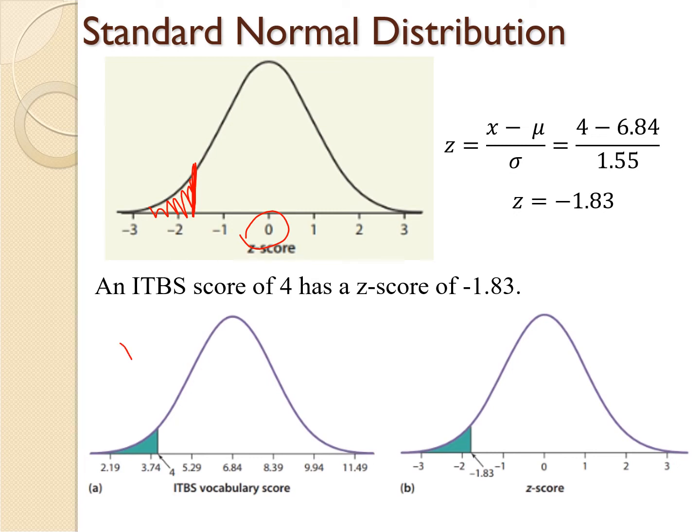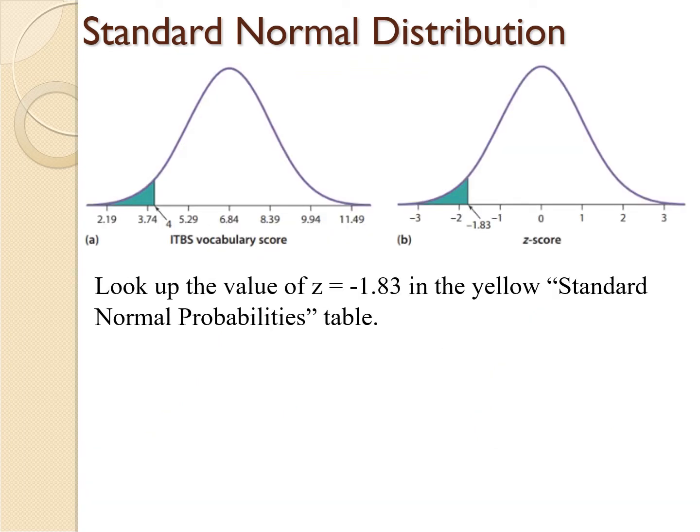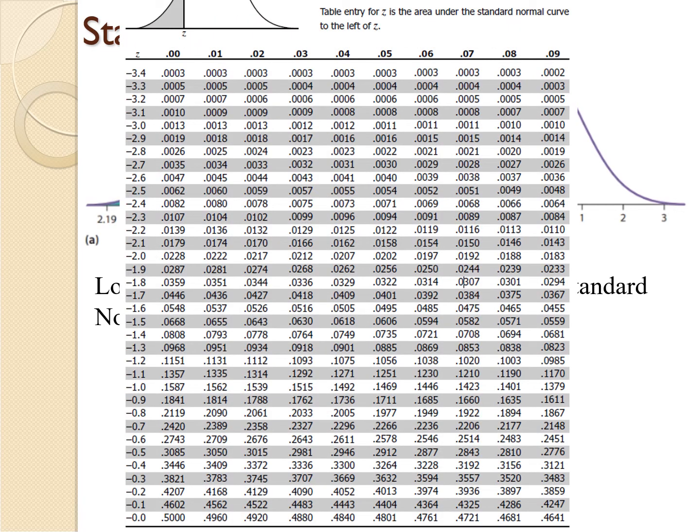Okay, so here we can see our original sketch of the curve. This is the same sketch except it's using z-scores instead of their vocab scores. So the next step in solving this problem is to figure out what's the actual area of this green shaded section of the curve. And it would be the same in either of these. So to figure that out, we're going to go to our standard normal probabilities table. I've probably given it to you as a yellow table that has a whole bunch of numbers on each side. So take that out and take a look at it.